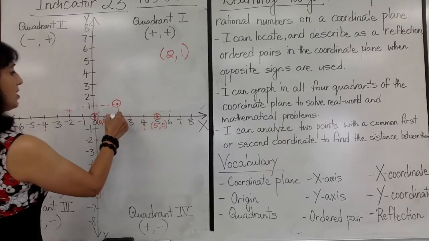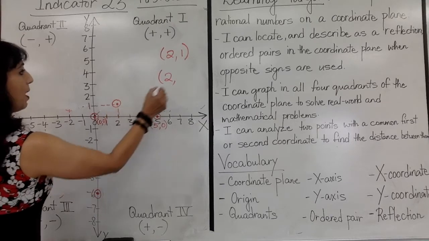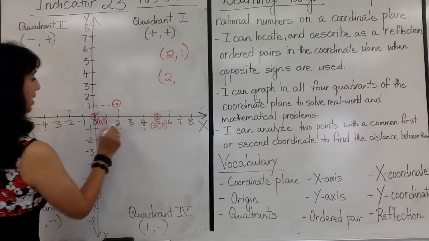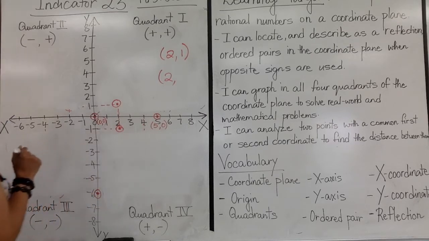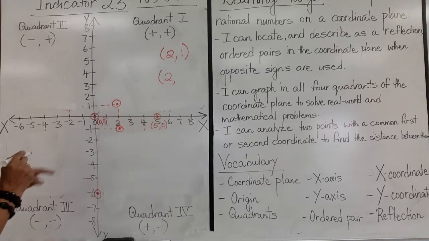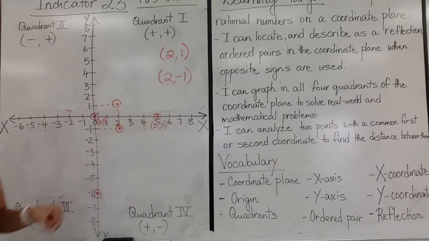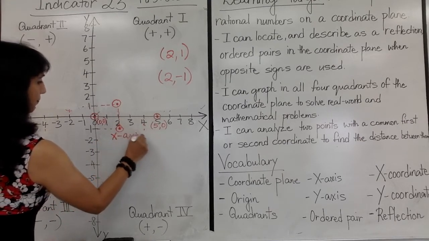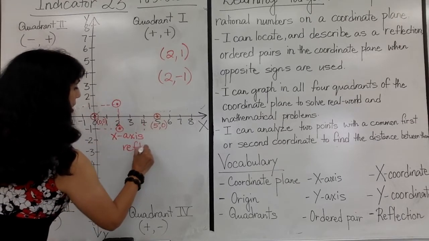So you can see that this is going to stay the same. The x stays the same, all right? But my y is going to change because the same distance, but on the other side of the x. So look, that's a reflection, all right? So this is reflected on the x-axis. My y changes, but my x stays the same, all right? So this is x-axis reflection, okay?